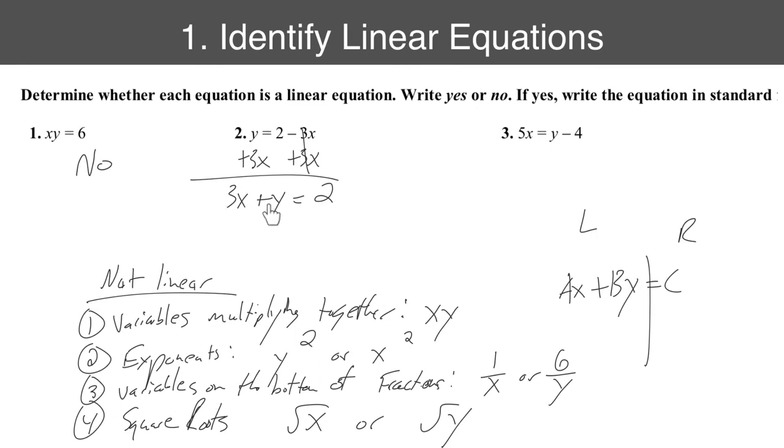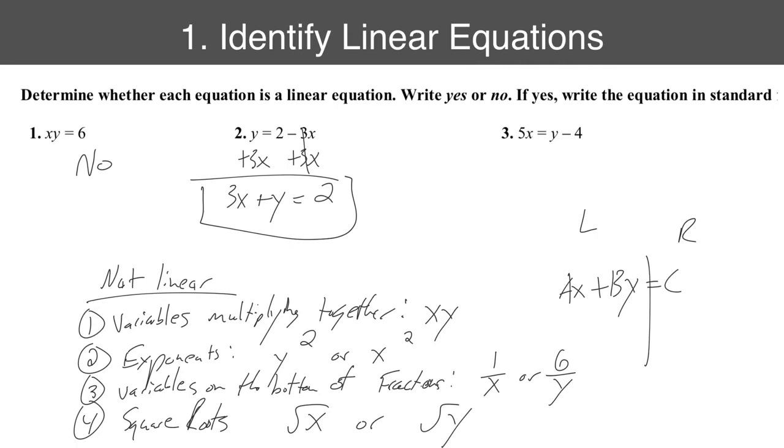So you look at your 3 coefficients, your 3 numbers, and you ask yourself, can you simplify all 3 of those by the same thing? We have 3, 1, and 2. Obviously, you cannot simplify that, so that would be your answer: 3x plus y equals 2. All right, let's take a look at number 3.